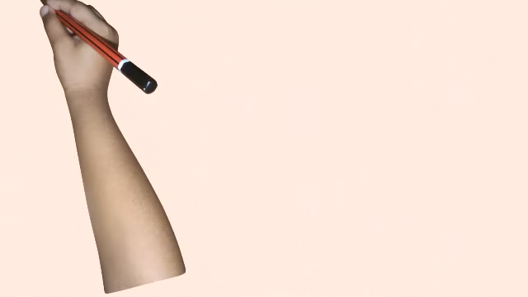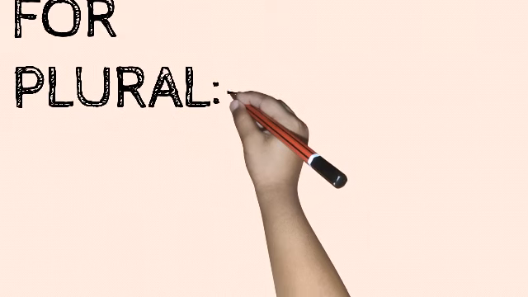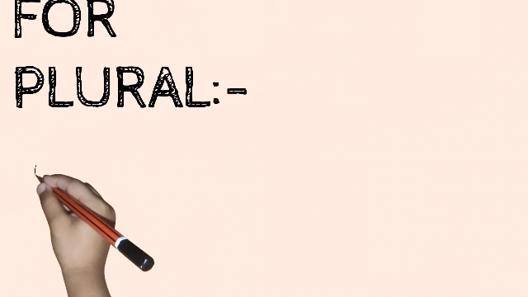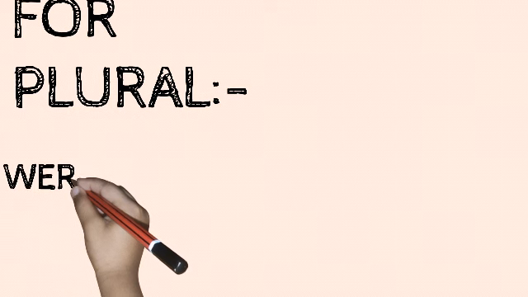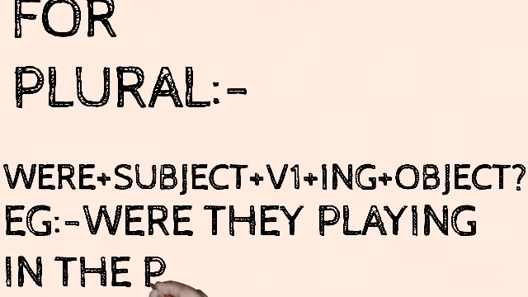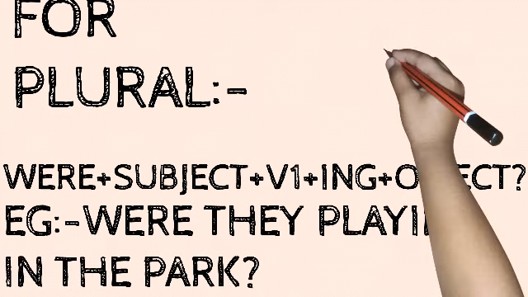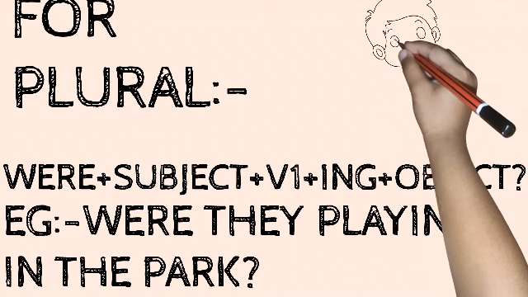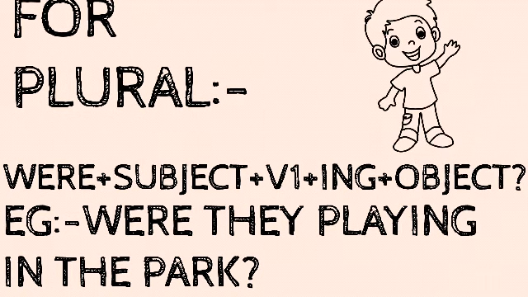Now we will look at the plural, that is were plus subject plus V1 plus ing plus object, question mark. Now you can make an example in your mind yourself. That would be, were they playing in the park? Question mark. It is very easy compared to the simple past and is not as complicated, okay? Because in that case we would be using did plus V1 and so on. But this has a very simple meaning.